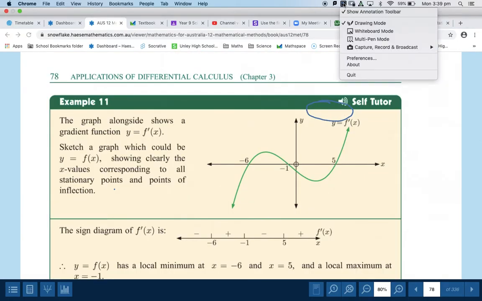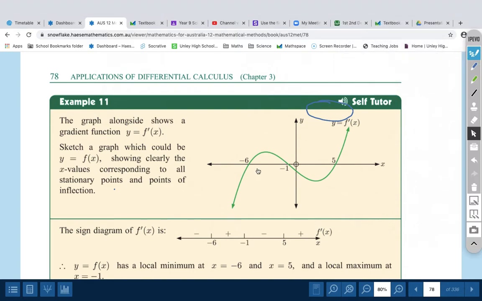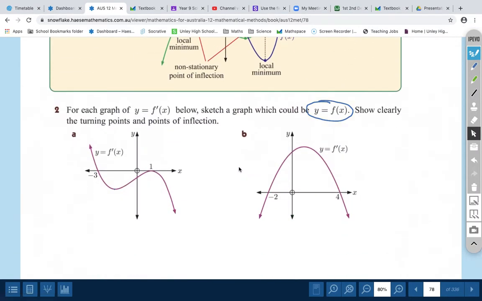We're about to do exercise 3D2 question 2. I'm going to draw the function in blue. So we start with the first derivative. These are quite fun, these questions, and we have to draw the original function.